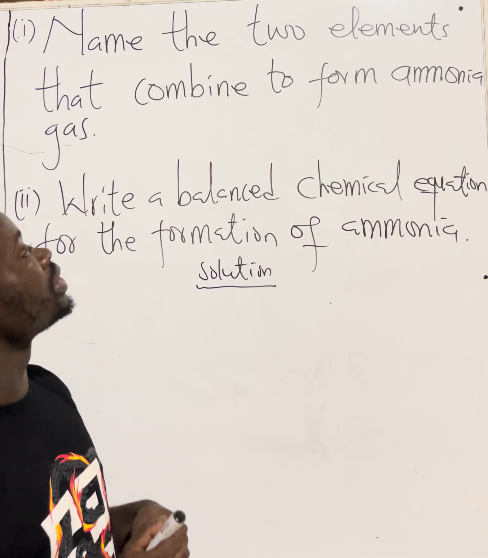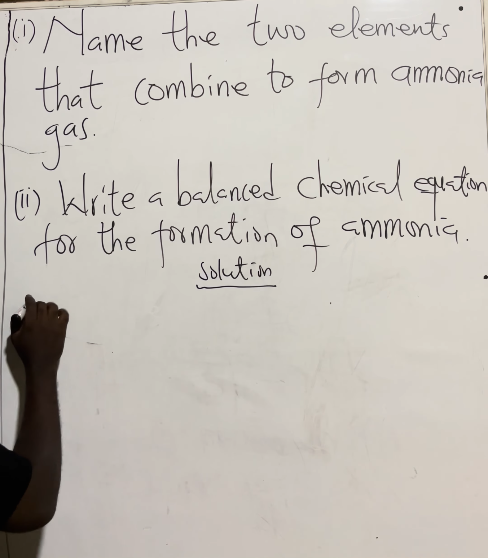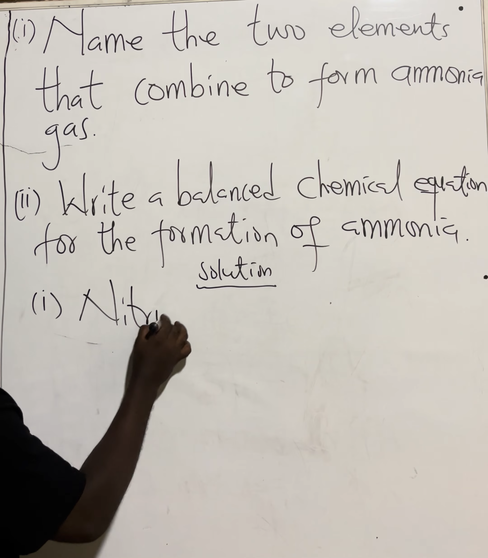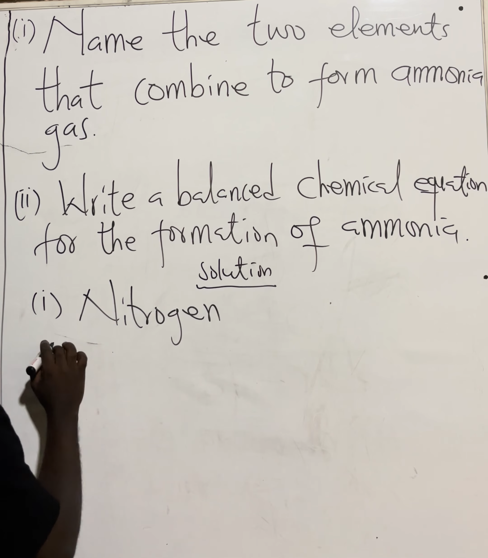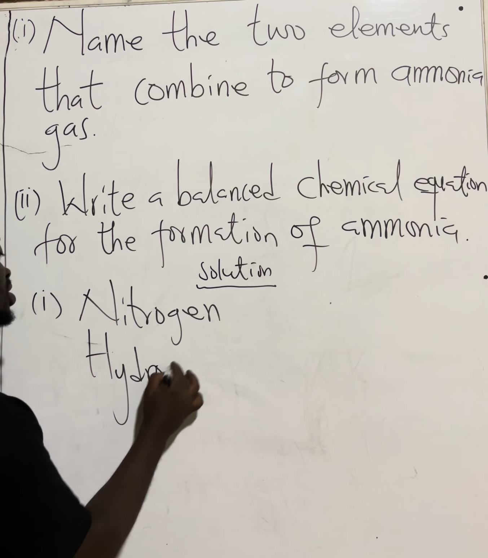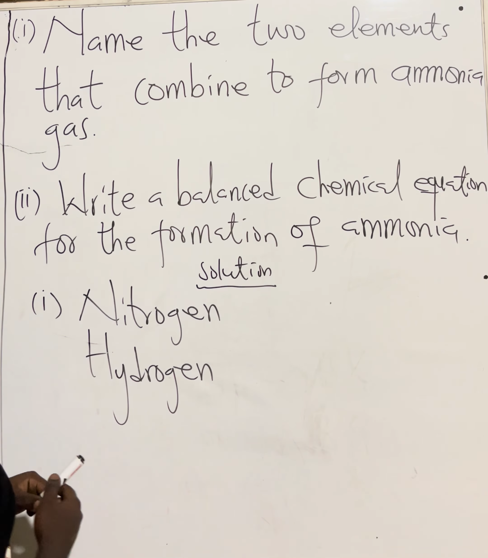Now, we are asked to give the elements that combine to form ammonia gas. So these elements are nitrogen and then hydrogen. These two elements combine to form ammonia gas.